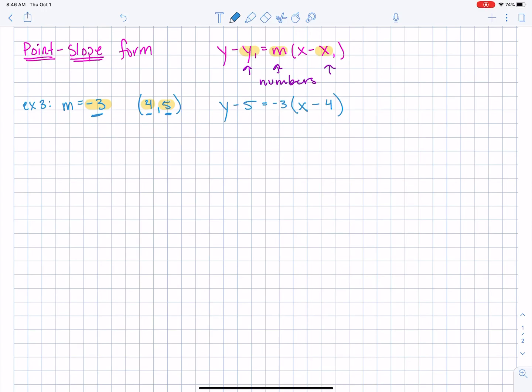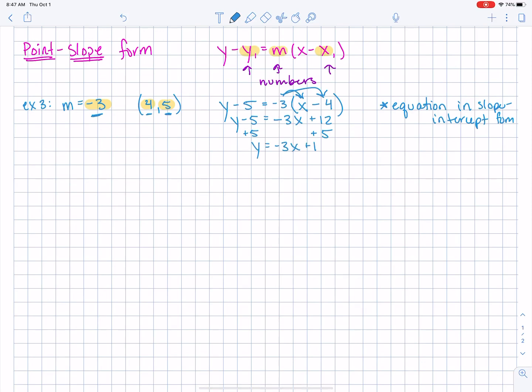Okay, so that's my point-slope form, but I always want to have my equation in slope-intercept form, meaning that I'm going to have to distribute this guy. So let's distribute that -3. We just need to move a few things around. y minus 5 is equal to -3x plus 12. Last step, add that 5 to both sides, and y is equal to -3x plus 17. This is my final answer here, telling me that I have a slope of -3 and a y-intercept of 17.